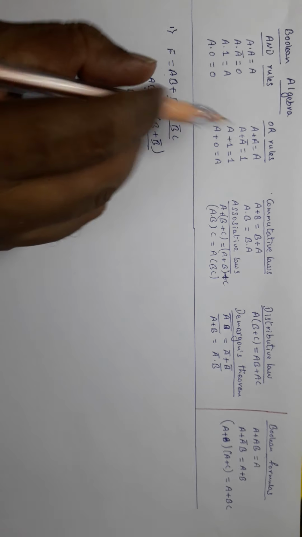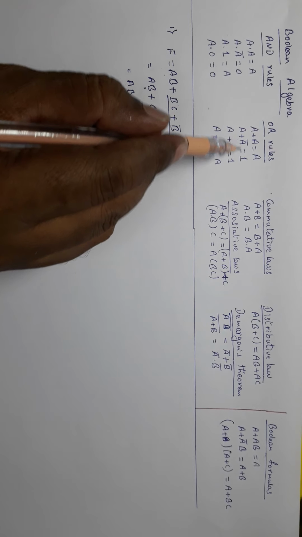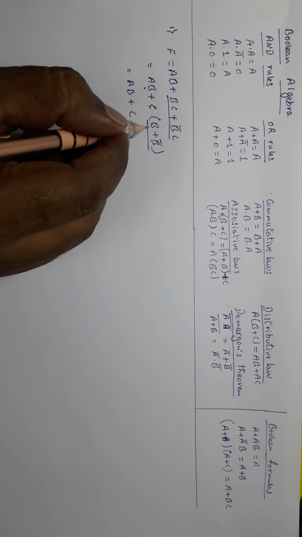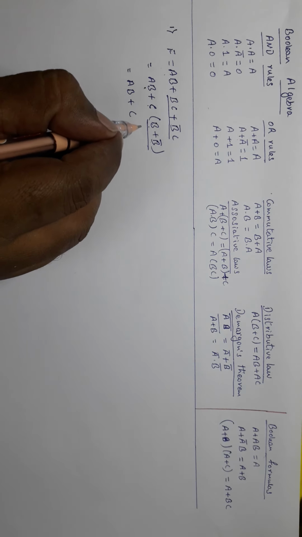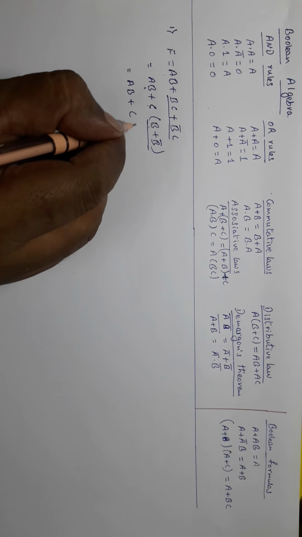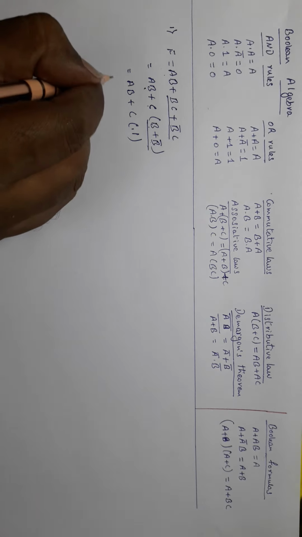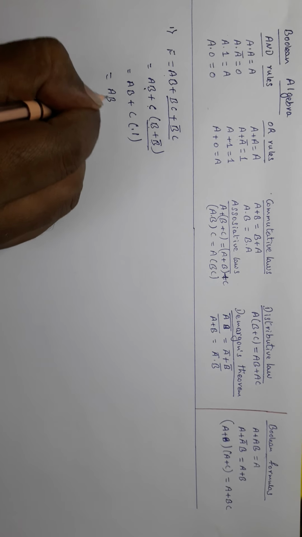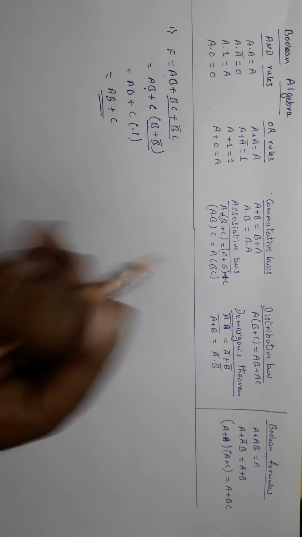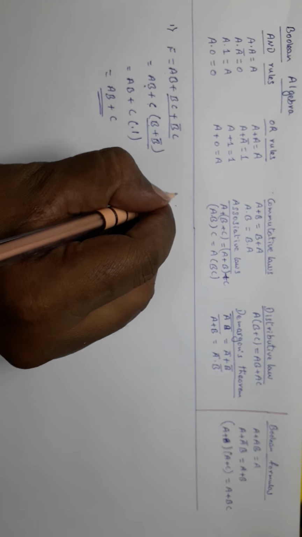We know the b + b complement. That means a + a complement equals 1. The same thing, by the or rules. That means a + a complement equals 1 means b + b complement is also equals 1. That's equals ab + c.